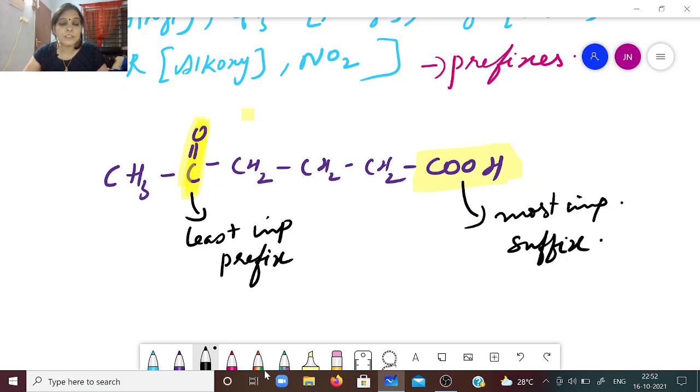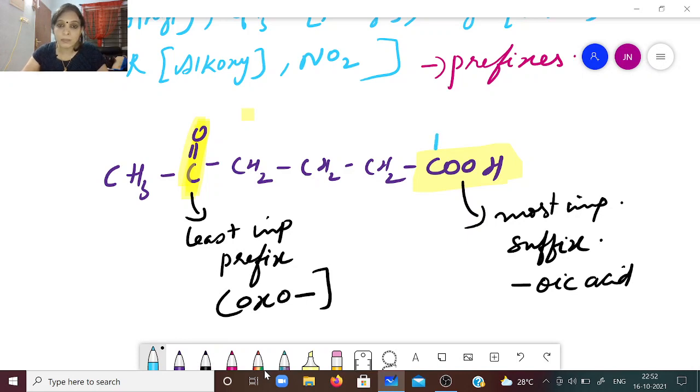Okay, now if C double bond O is prefix, what should be used? Oxo should be used. And if COOH is suffix, what should be used? Oic acid should be used. So what will be the name? So COOH is most important. You have to give number 1 to it. Number 1, 2, 3, 4, 5, 6.